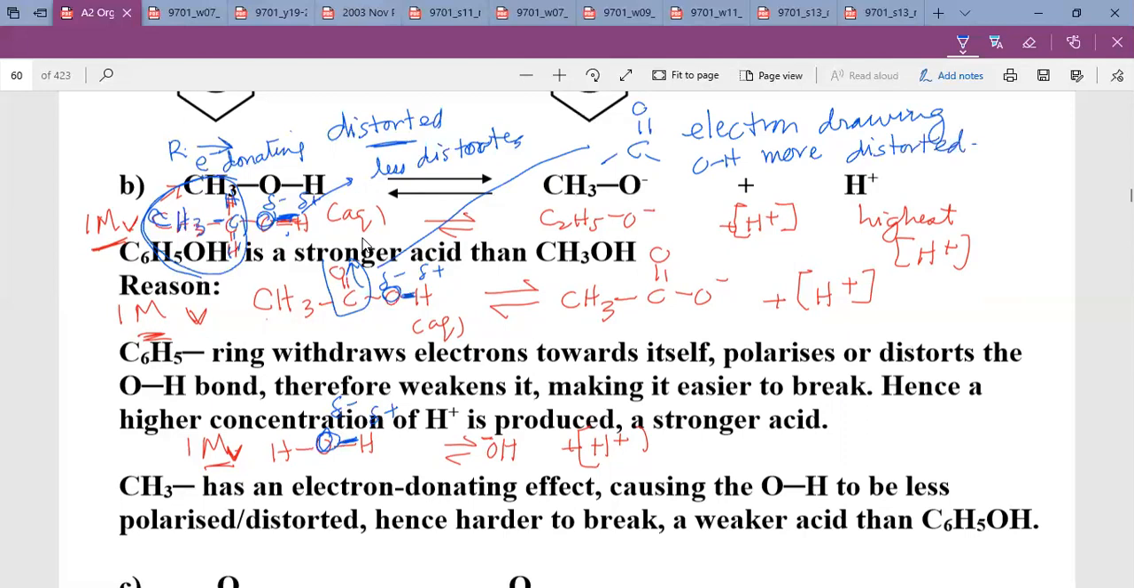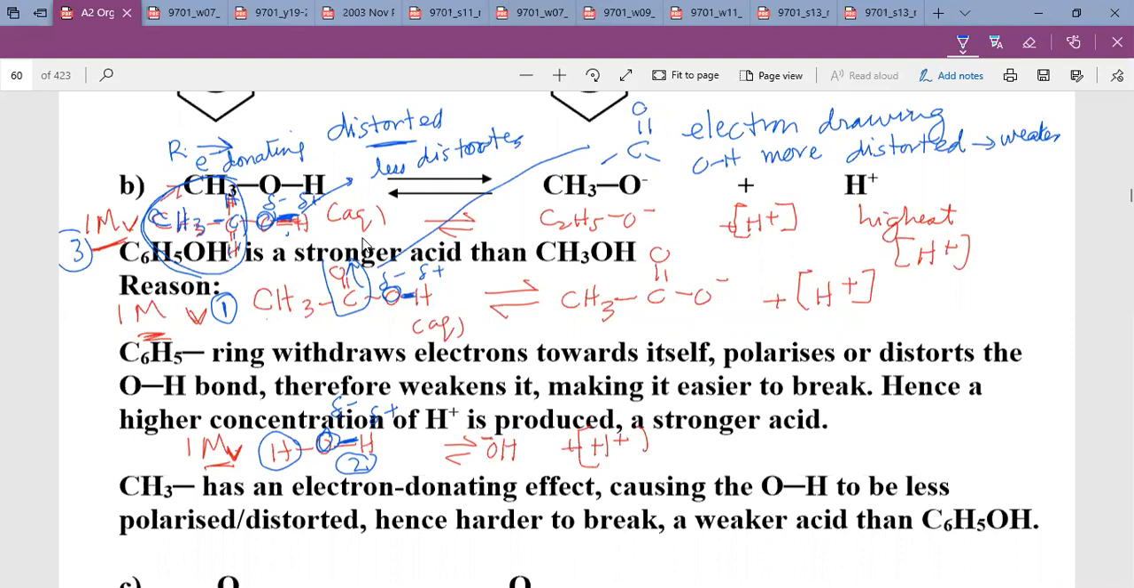Therefore, the bond is weaker. Weaker means it can break easier. That means it's a stronger acid than your ethanol. The H here is neutral, so it has no effect and sits in between. So the number one, the most acidic, is ethanoic acid. Number two is water. Number three is your ethanol.